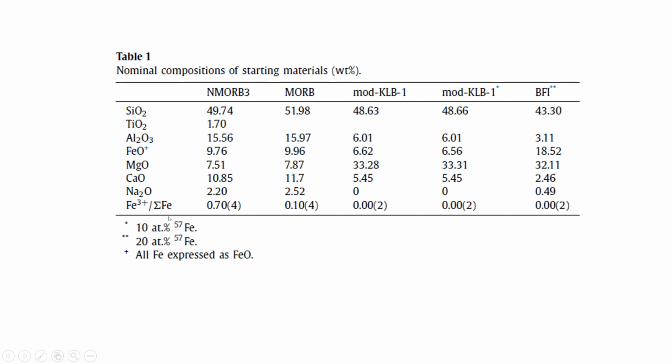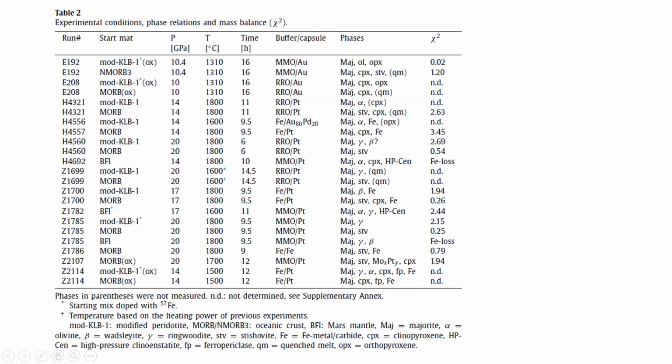Here, these are the experimental conditions that have been used. They have used these kinds of buffers or capsules for that, and different temperatures and pressures have been used, ranging from almost 10 to 20 GPa. This is the whole range of pressure and temperature that has been used. Also, to check what happens in the case of an oxidized melt, they have added oxygen, made it an oxygen-enriched environment, and tried to move the reaction backward.